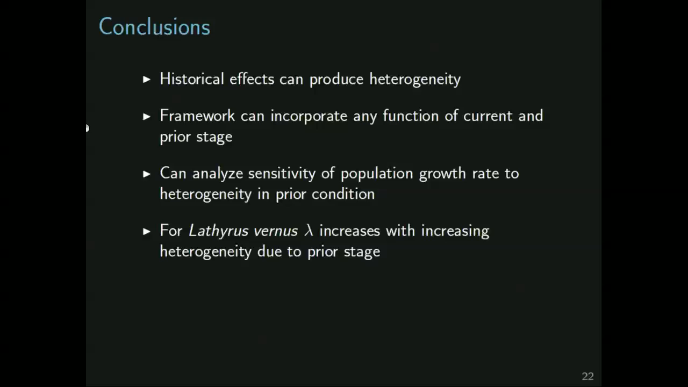Just wondering if you have some a priori predictions for species where increasing the dependency on heterogeneity would matter the most versus others where you wouldn't. I have no idea.